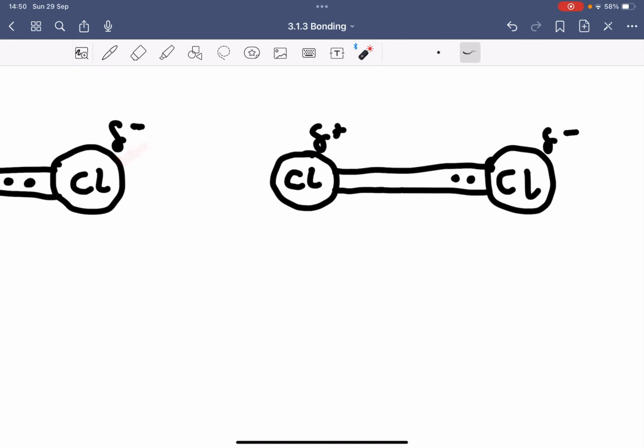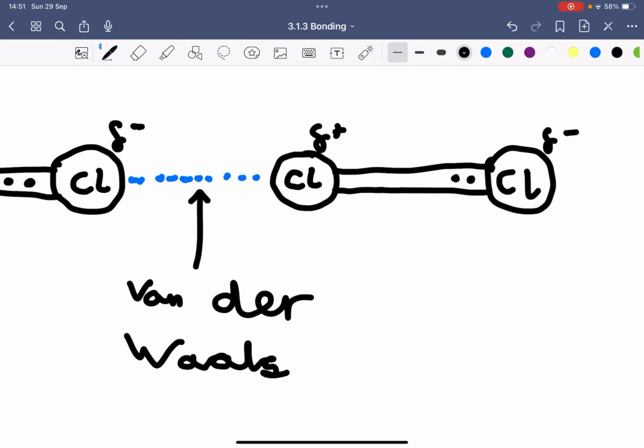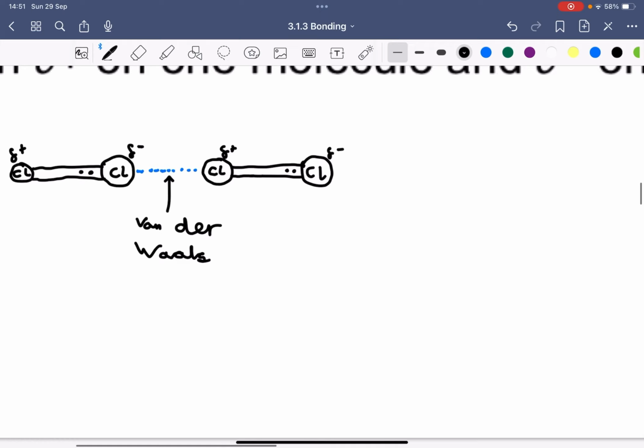And that slightly negative and that slightly positive are attracted to each other. And that force of attraction is called an intermolecular force. And that force of attraction is called a van der Waals force. Okay, so that's how van der Waals forces are formed.